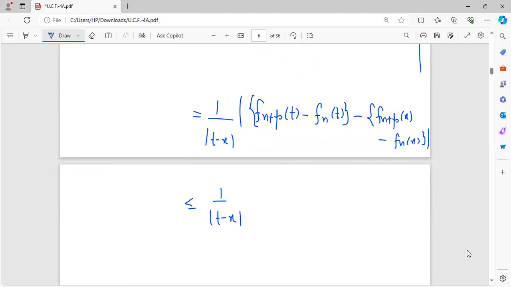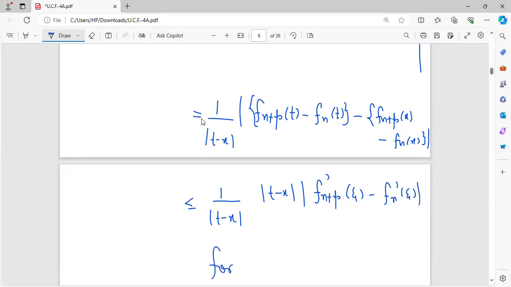What is this? By equation number 2, what will we have? By equation number 2, we have t minus x times f n plus p dash xi minus f n dash xi, for some xi in between. From equation number 2, we have this one, but this and this will be cancelled out.